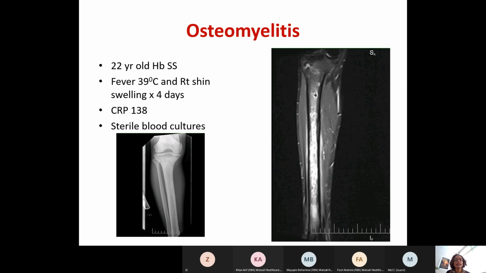So this is just an illustrative case for a young man who came to hospital. This was just before Christmas, and he had a fever of 39. So we know it's not sickle, and pain in his shin that did not feel like sickle pain.